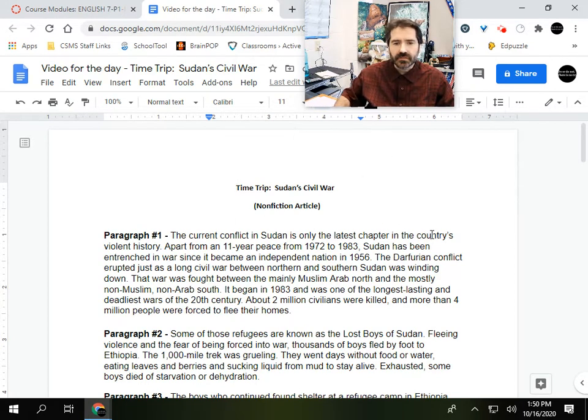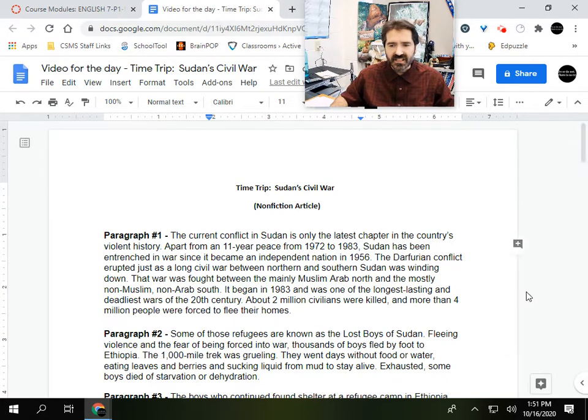Paragraph 1: The current conflict in Sudan is only the latest chapter in the country's violent history. Apart from an 11-year peace from 1972 to 1983, Sudan has been entrenched in war since it became an independent nation in 1956. The Darfurian conflict erupted just as a long civil war between northern and southern Sudan was winding down. That war was fought between the mainly Muslim Arab North and the mostly non-Muslim, non-Arab South. It began in 1983 and was one of the longest lasting and deadliest wars of the 20th century. About 2 million civilians were killed and more than 4 million people were forced to flee their homes.